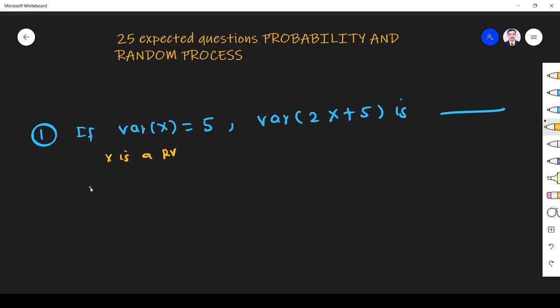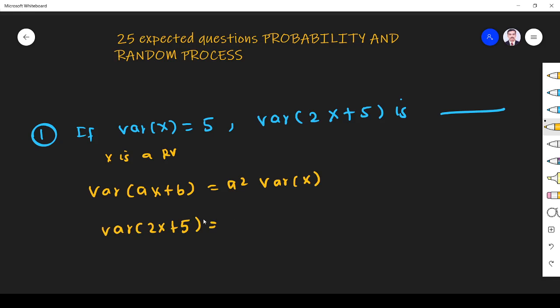So we know that variance of ax plus b is equal to a squared into variance of x. So here they have given variance of 2x plus 5. So a is 2, so 2 squared into variance of x. So it is 4 into variance of x, which is 5. So 20. So variance of 2x plus 5 is 20.